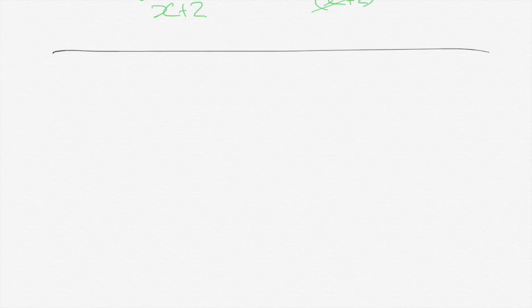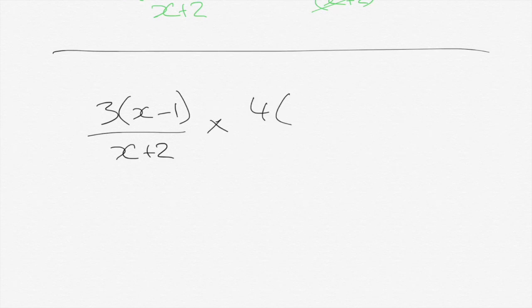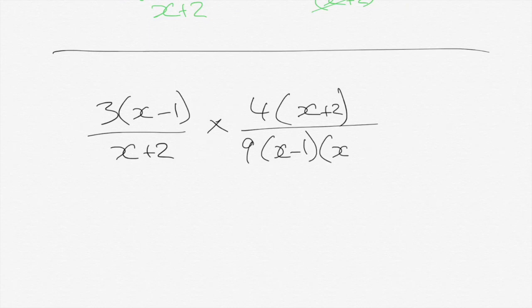So what happens if we have some fraction? Let's have a look at something like 3 lots of x minus 1 all over x plus 2. It should be obvious that this thing will not cancel. There are no like terms there. There is nothing that we can cancel. But what happens if we want to multiply that with another fraction? 4 lots of x plus 2 all over 9 lots of x minus 1 lots of x minus 7.